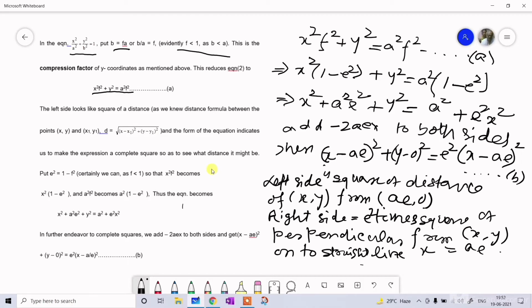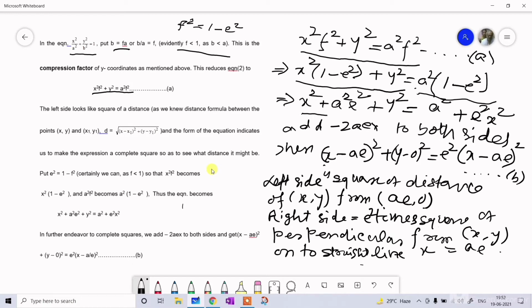Now, you simplify this. x square by f square plus y square is equal to a square f square. Call this equation A, and put f square is equal to 1 minus e square. So in place of f you write x square by 1 minus e square plus y square, and in place of f you write again this 1 minus e square, and you simplify this.